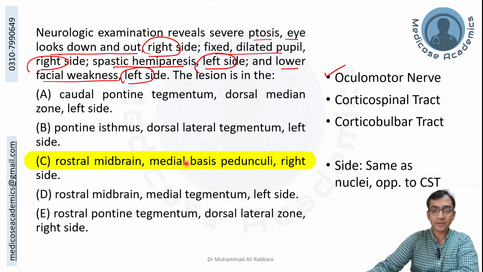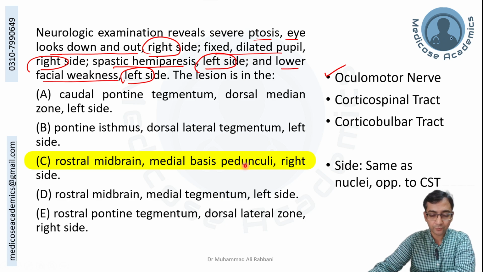Upper midbrain, medial basis of... sorry, this is not pons, it is the peduncles of the midbrain. Upper midbrain, medial basis of crus cerebri, medial basis of the midbrain peduncle, and right side.